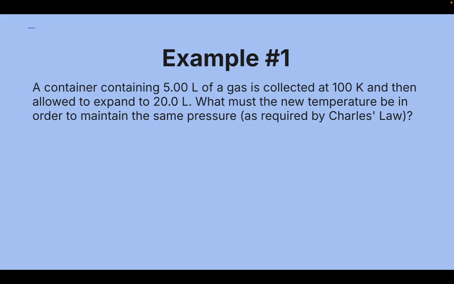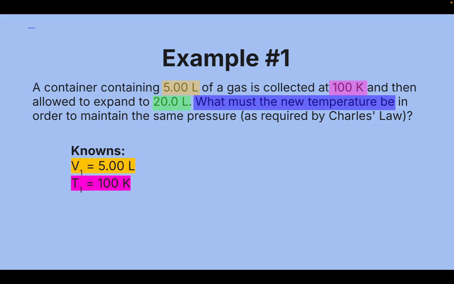So looking at our first example problem for Charles' law, a container containing 5 liters of gas is collected at 100 Kelvin and then allowed to expand to 20 liters. What must the new temperature be in order to maintain the same pressure as required by Charles' law? So let's start by highlighting all of our variables and pulling them out. Our known variables: we have an initial volume of 5 liters, an initial temperature of 100 Kelvin, a final volume of 20 liters, and we are asked to find our final temperature in Kelvin.